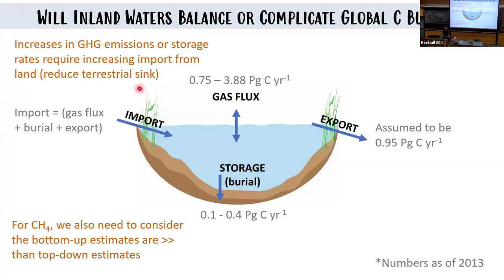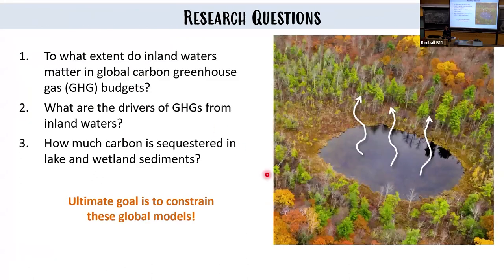So we probably have overestimates somewhere in those models. All right, so that brings me to the research questions I'm going to talk with you about today. The first question is, to what extent do these inland waters matter in the global greenhouse gas budgets? The second question is, what's driving these greenhouse gas emissions from inland waters? And the third question is, how much carbon is being sequestered by these inland waters and also by wetlands?